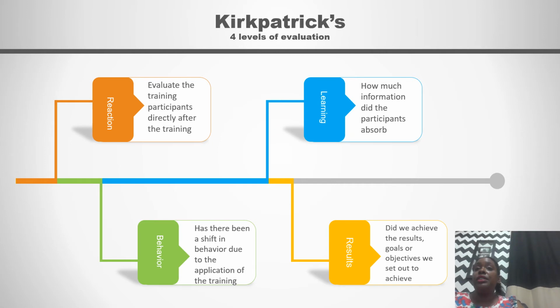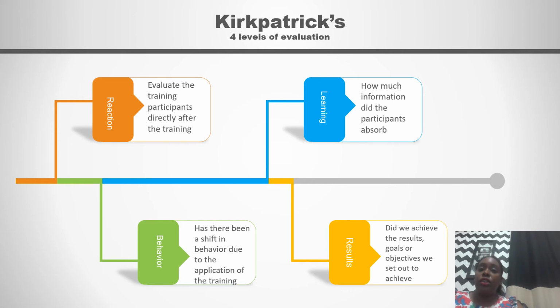So again, the first level is reaction. It sounds exactly, I mean, it's literally spelled out. How are your participants reacting to the training and all parts of the training? Next, we have learning. Again, with Kirkpatrick's model, I will tell you, if you understand the definition of the words reaction, learning, behavior, results, then you're going to be fine. With learning, you are assessing how much information the participants actually absorbed in the actual training.